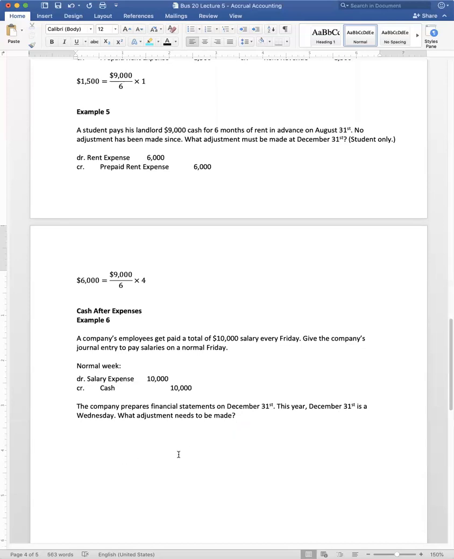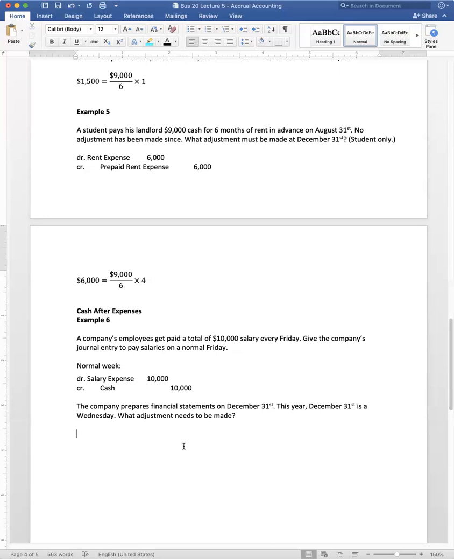All right, so the problem is that the last time the employees were paid was last Friday. But what have they done this week? They worked Monday, Tuesday, and Wednesday. And Monday, Tuesday, and Wednesday were in December. That means that they were earning revenues in December.